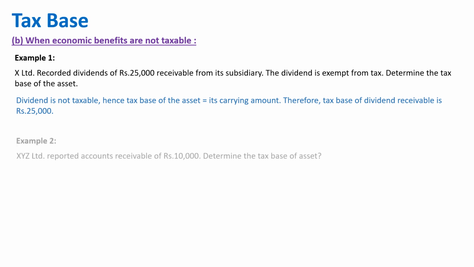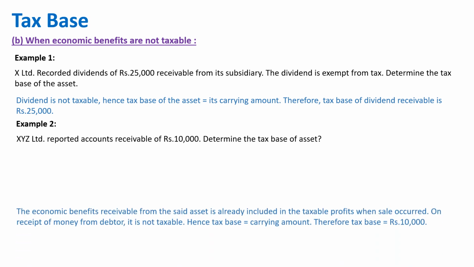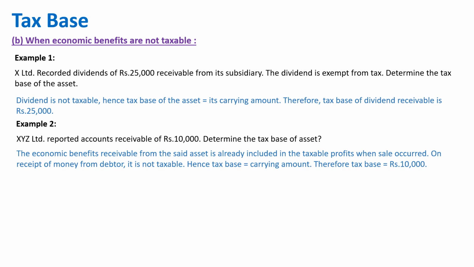Let's take another example. XYZ Limited reports accounts receivable of rupees 10,000. Determine the tax base of the asset. So in this case, the economic benefits receivable from the said asset is already included in the taxable profit when sale occurred. Correct? And on receipt of the money from the debtor, it is not taxable. Hence, tax base equal to carrying amount. Therefore, tax base is 10,000 rupees.